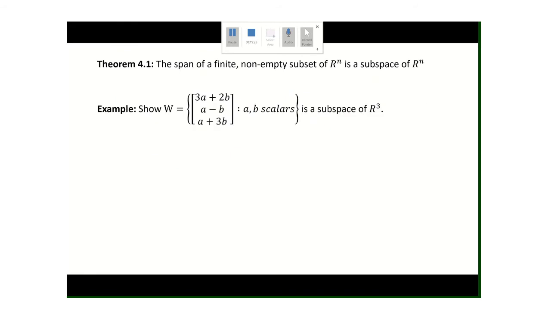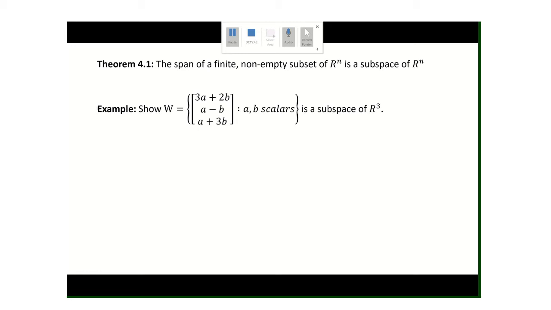The span of a finite, non-empty subset of Rn is a subspace of Rn. Okay? So, if you are ever looking at the span of a number of vectors, it is automatically a subspace. You don't have to go back and check all three conditions. By using this theorem, it kind of gives you a shortcut.